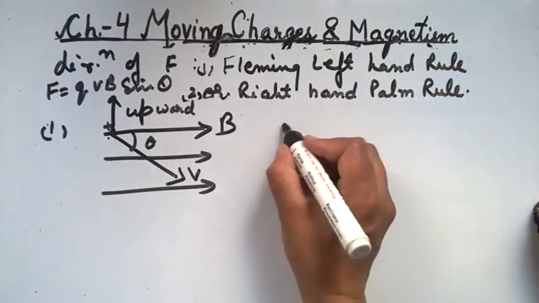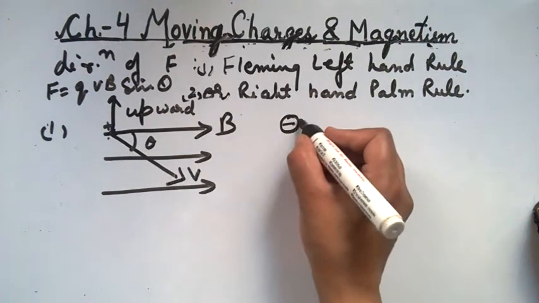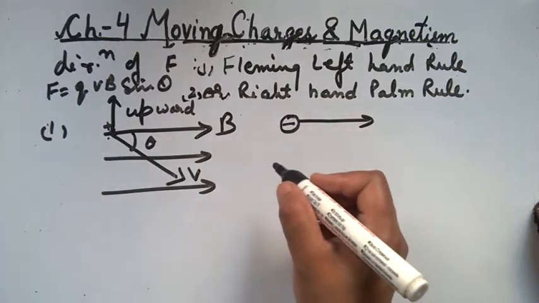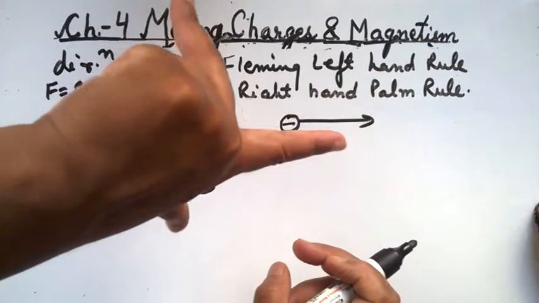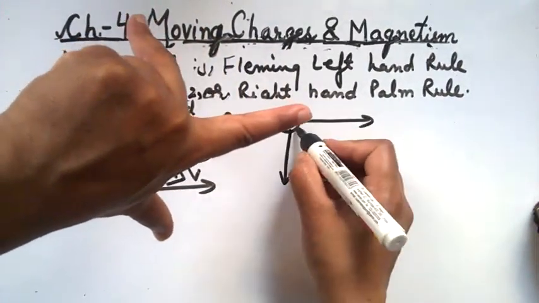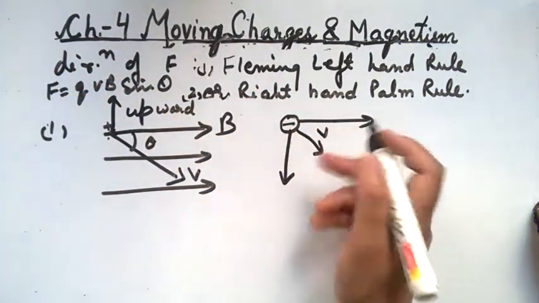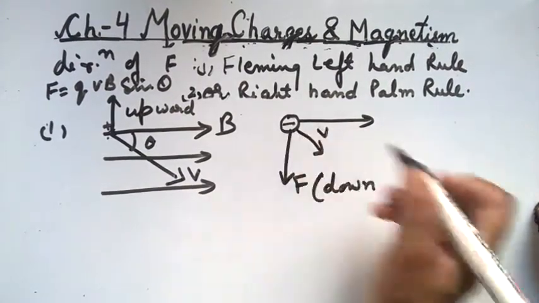Similarly, if negative charge is there, the direction is radially inward. So velocity will be in radially inward direction. So here the force experienced is in downward direction. Velocity in inward direction, so force is downward in negative case.